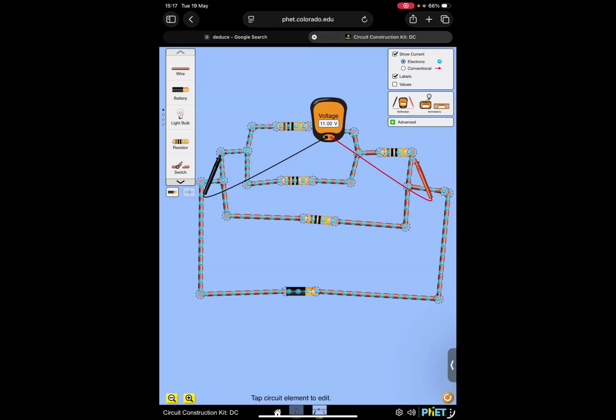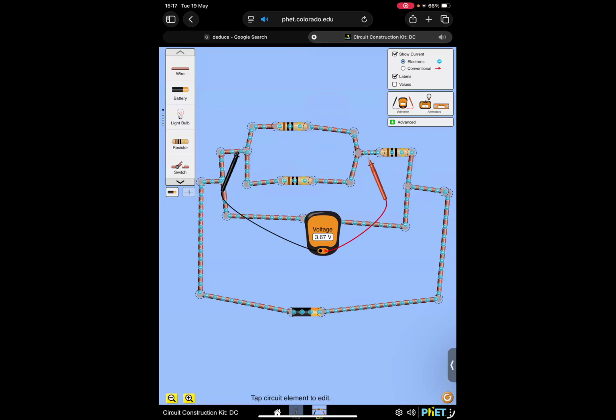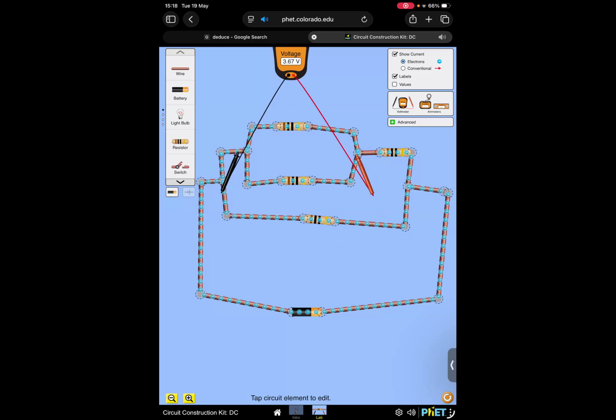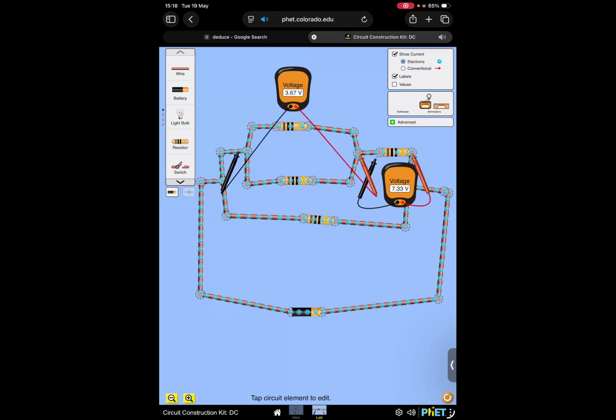What is 3.67? It's just that it's going to be a mess. What is 3.67 plus 7.33? It's 11. Yes, 11. So it's going to be 11.